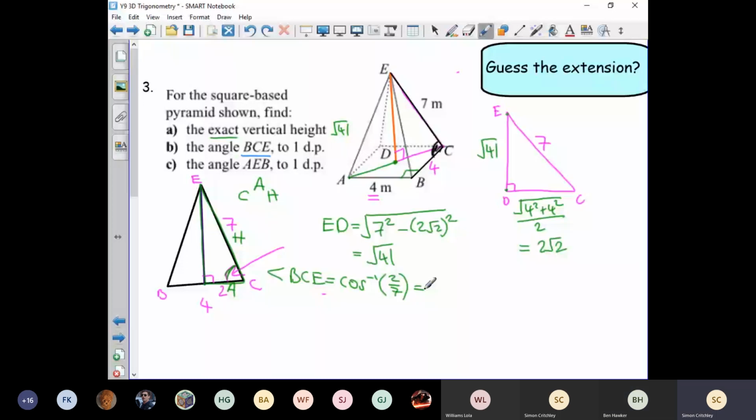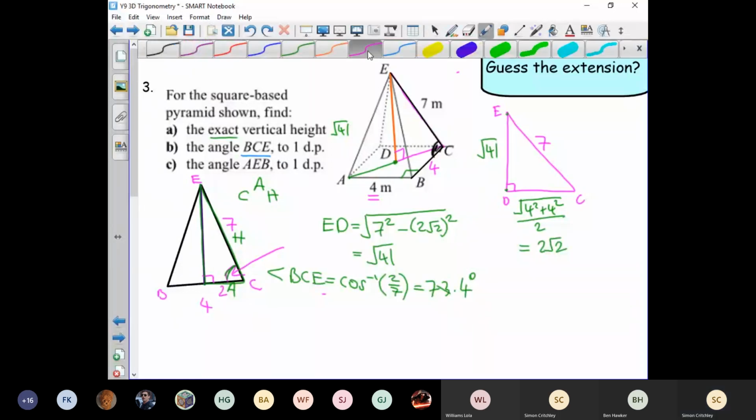Nice. Yeah, I can see I've got at least one correct answer there. Yep. We're asked for one decimal place, 73.4 degrees. 73.4 degrees. Yeah, fine. Nice. Right, good stuff. What about the last one, part C?